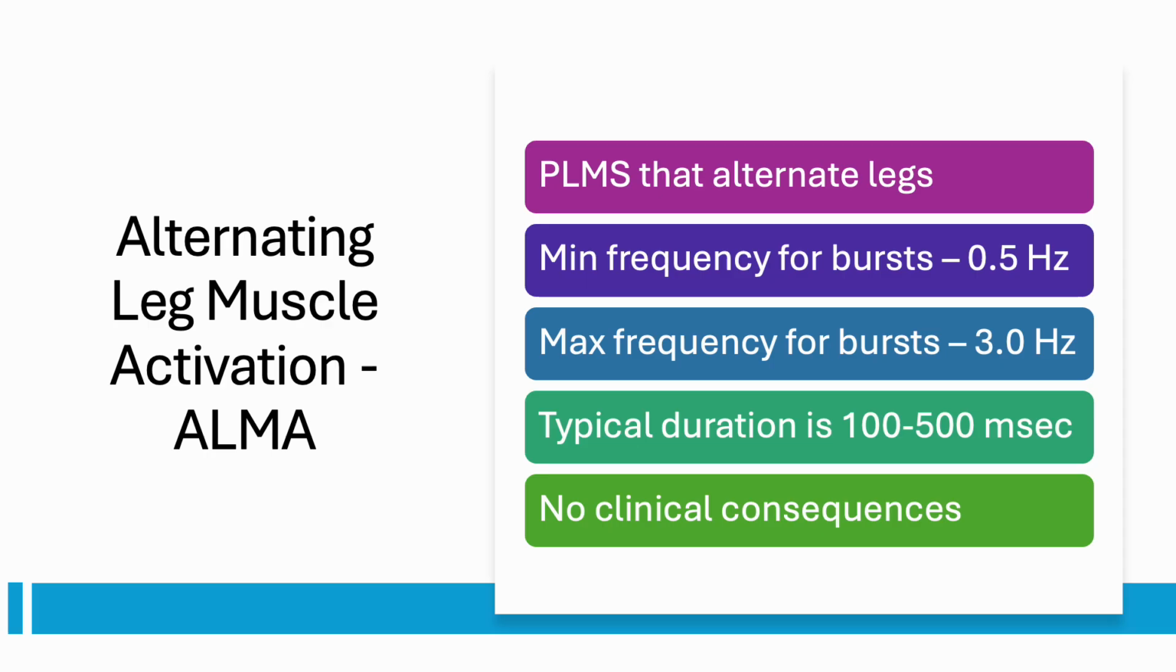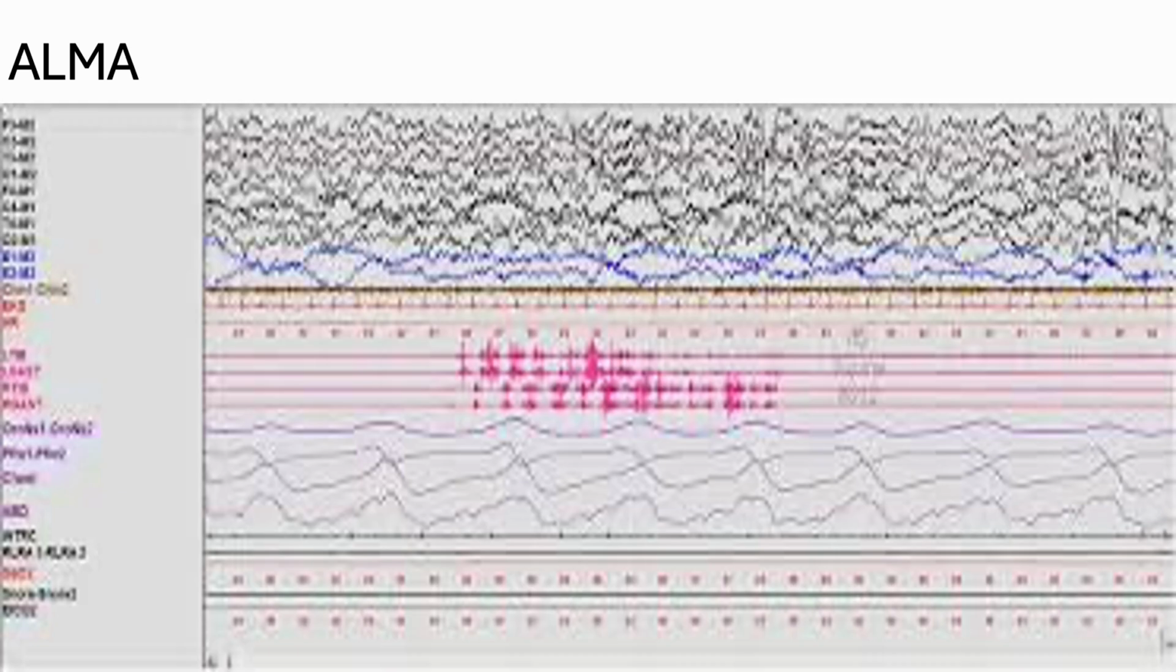An interesting variant of PLMS are ALMAs, or alternating leg movement activations. I've only seen this once as a sleep technologist, and I didn't get pics of it. For limb movements to qualify as ALMAs, they must have a frequency range between half and 3 hertz, and a typical duration of 100 to 500 milliseconds. As of this presentation, there are no clinical consequences, nor has there been a specific mechanism discovered that causes ALMA, so we don't really pay attention to much of it.